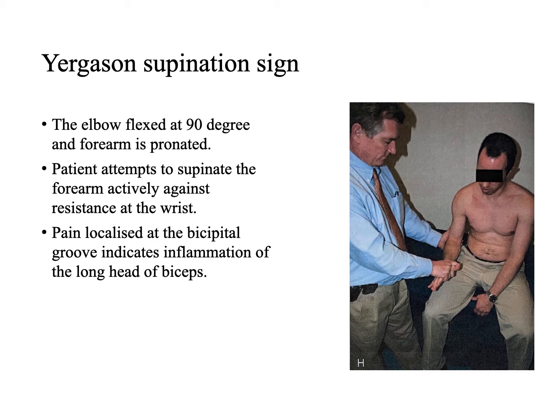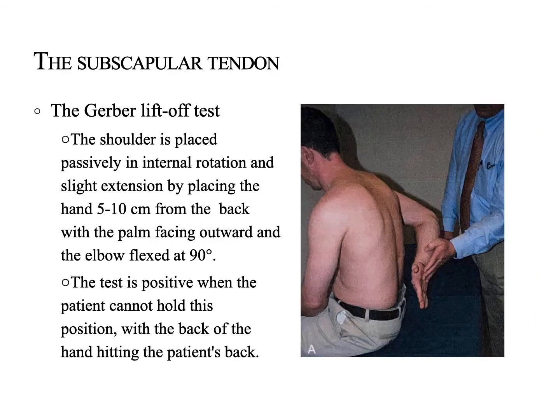Yergason supination sign. The elbow is flexed at 90 degrees and the forearm is pronated. Patient attempts to supinate the forearm actively against resistance at the wrist. Pain is localized to the bicipital groove, indicating inflammation of the long head of biceps.